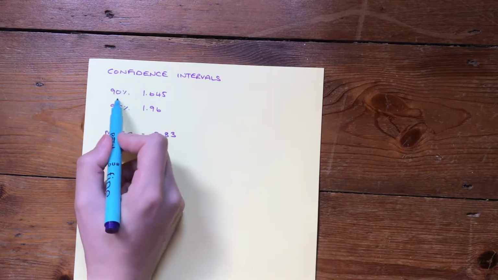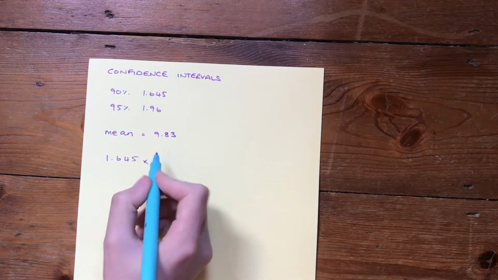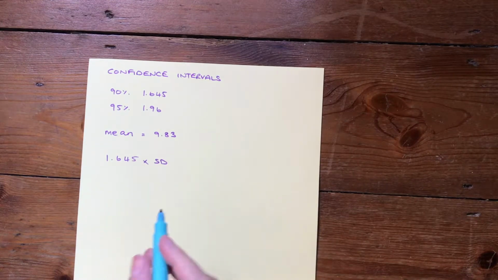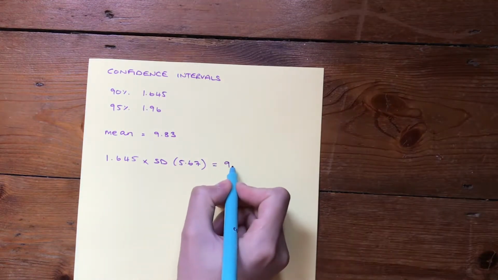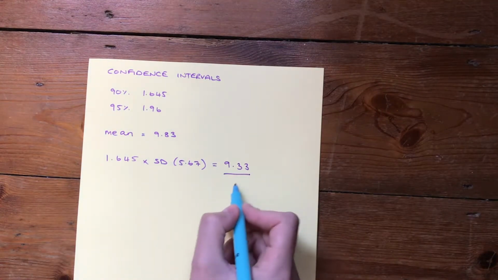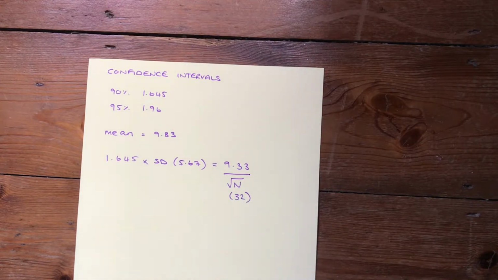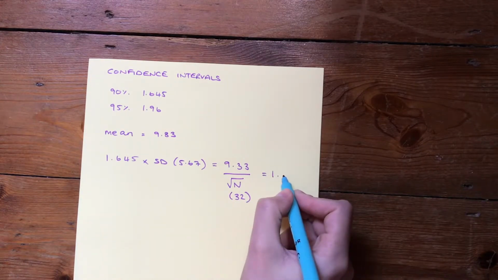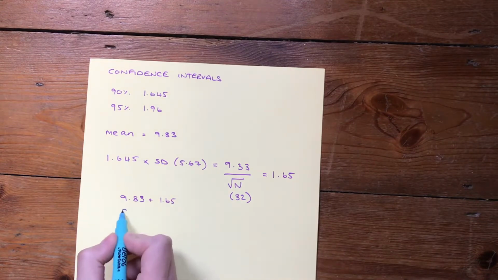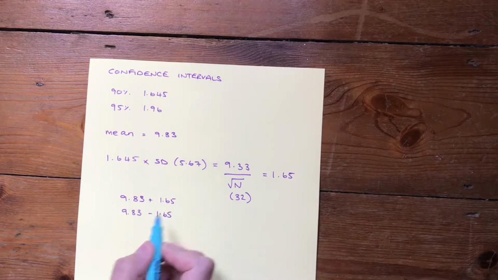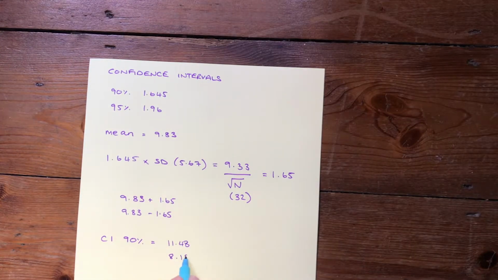If we're going to work out the 90% confidence interval, we're going to take the value I mentioned earlier, the 1.645, and multiply it by the standard deviation. Going on the one we worked out earlier, that's 5.67. This makes 9.33. We're now going to divide 9.33 by the square root of the total number of patients, the square root of 32. This gives us 1.65. We're going to subtract and add 1.65 to the mean of 9.83. This gives us our confidence interval at 90%, which is 11.48 and 8.18.